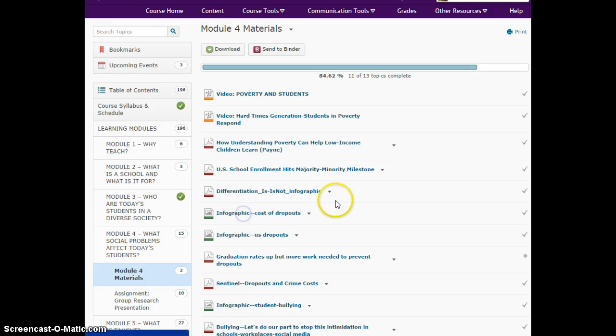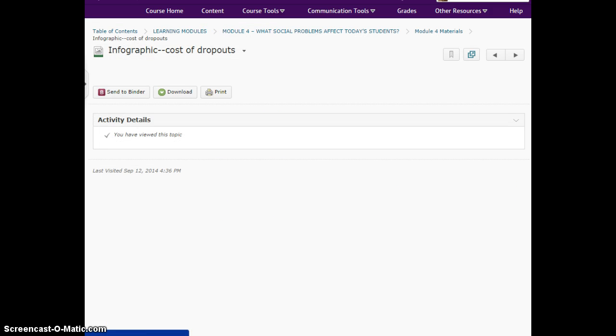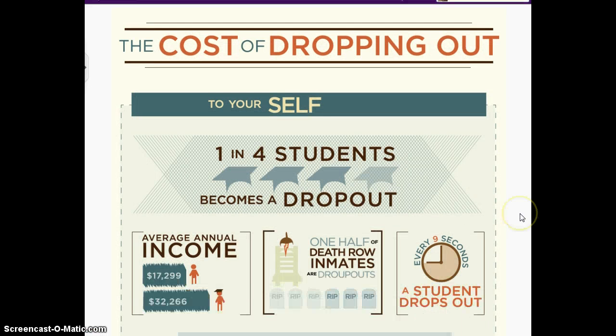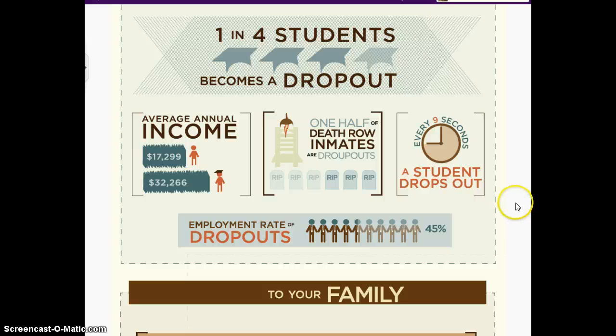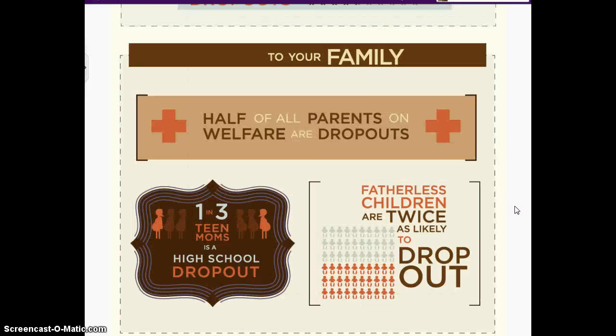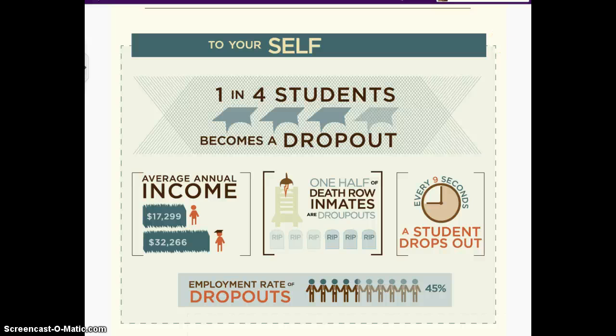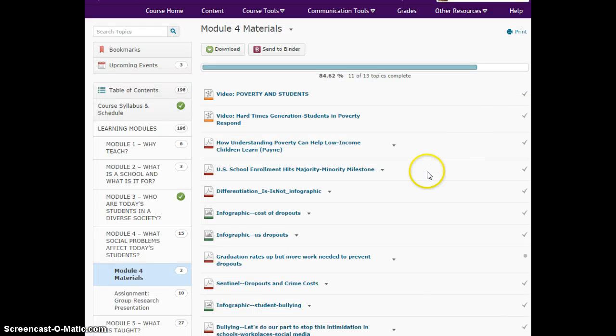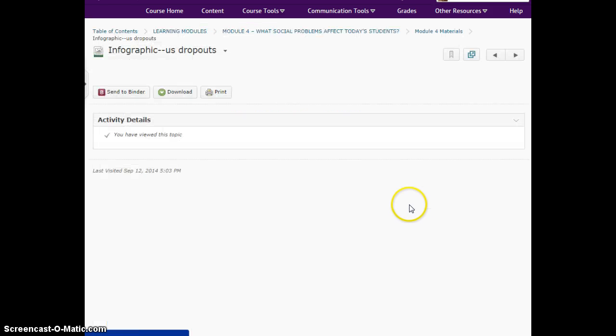And then we get into the topic of dropouts, and there's a couple infographics on this topic. The first one relates to the cost of dropping out, and you'll find quiz items that deal with some of these statistics. The second one has more data on the dropout situation.